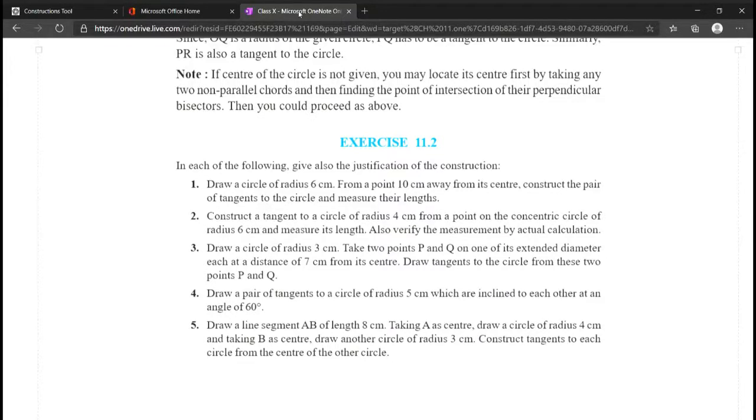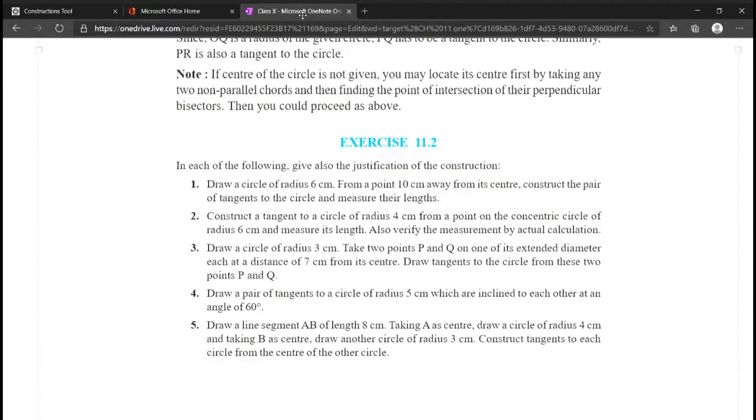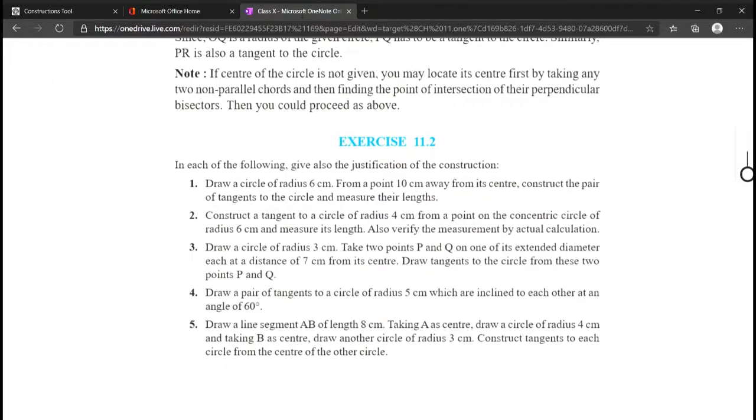Welcome back, 10th standard. The next question that we are going to do is question number 2 from this exercise. Question number 2 here is: construct a tangent to a circle of radius 4 centimeters from a point on the concentric circle of radius 6 centimeters.